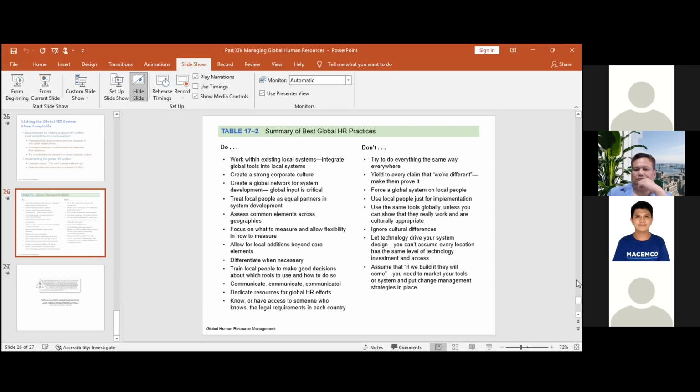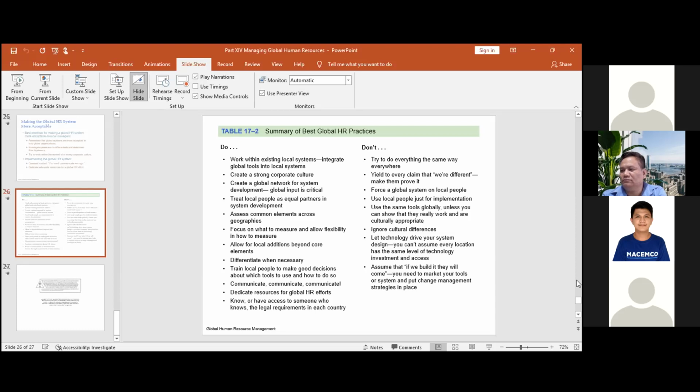Force a global system on local people. Using local people just for implementation is also not allowed. Using the same tools globally, unless you can show that they really work and are culturally appropriate. Ignoring cultural differences, because cultural differences are vital. Letting technology drive your system design.